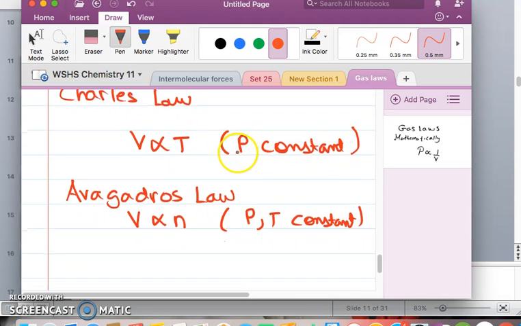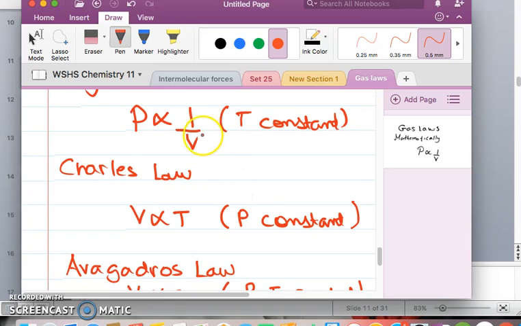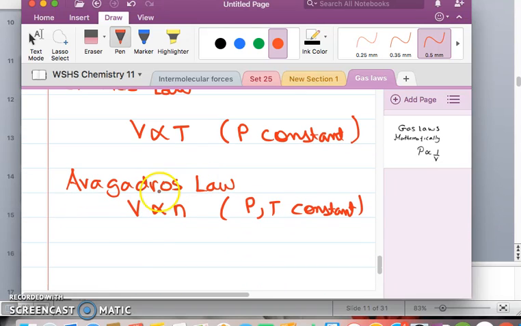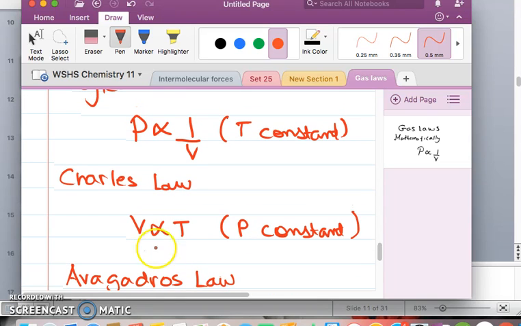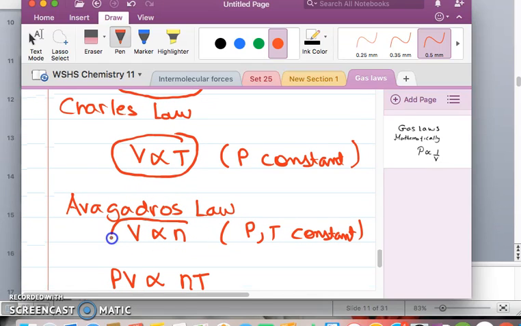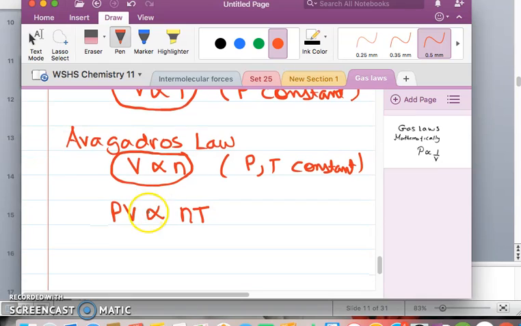Now, if you were to combine Boyle's law, Charles' law, and Avogadro's law, you would find that PV, the product of pressure and volume, is directly proportional to NT. Does that make sense if you take these three? If you take P is inversely proportional to 1 over V, and you take V is directly proportional to T, and then you take this one, V is directly proportional to N. If I combine all these three, can I say that the product of P and V should be the product of N and T? Think about it.